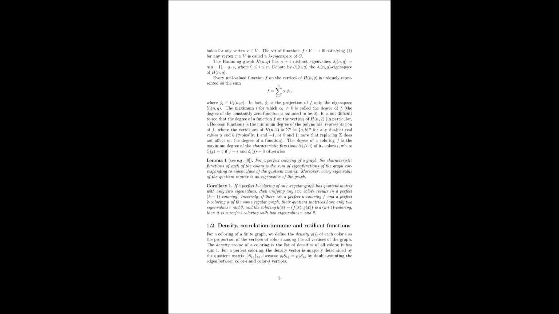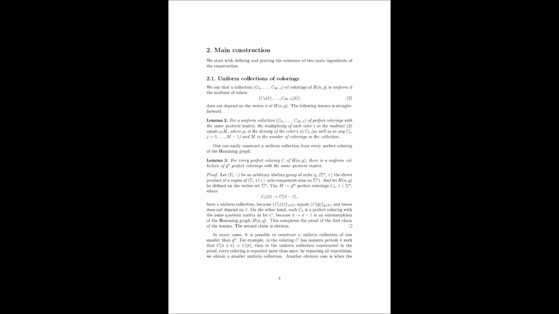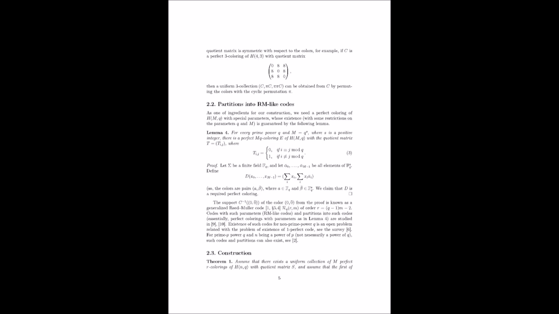Of course. Remember, the quotient matrix is basically like a summary of the rules of a perfect coloring. It tells you how many neighbors of each color a vertex of a specific color will have. The special perfect coloring guaranteed by lemma 4 has a quotient matrix with a very particular form, and this specific form plays a crucial role in the construction process.